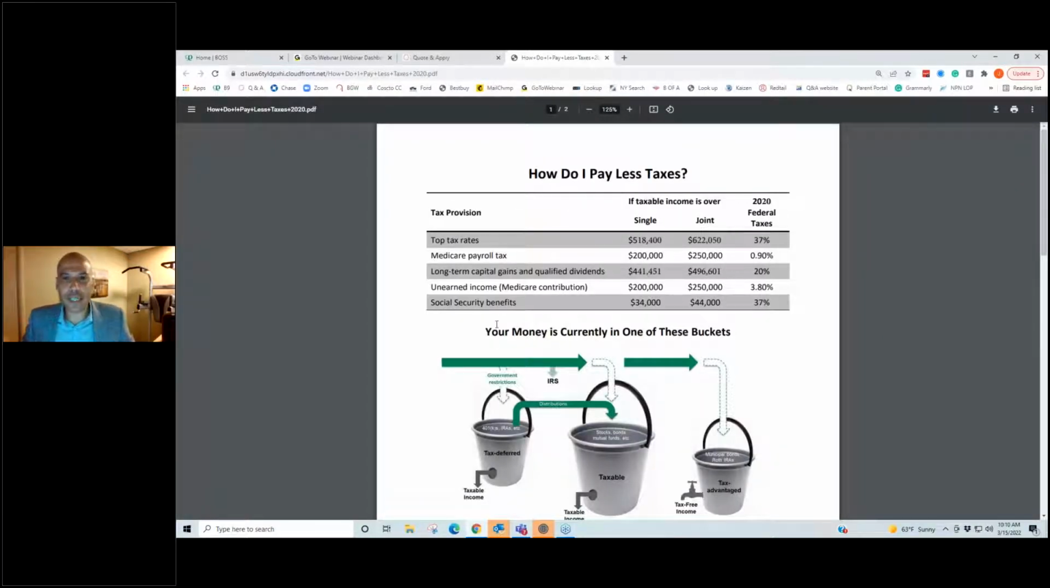So we know everyone hates life insurance, right? Including myself here. But what do I hate more than life insurance? Paying taxes, right? There it is. So this piece shows you my top income earners for my top tax rates. And when you add this up in California, we're close to 50%, right?